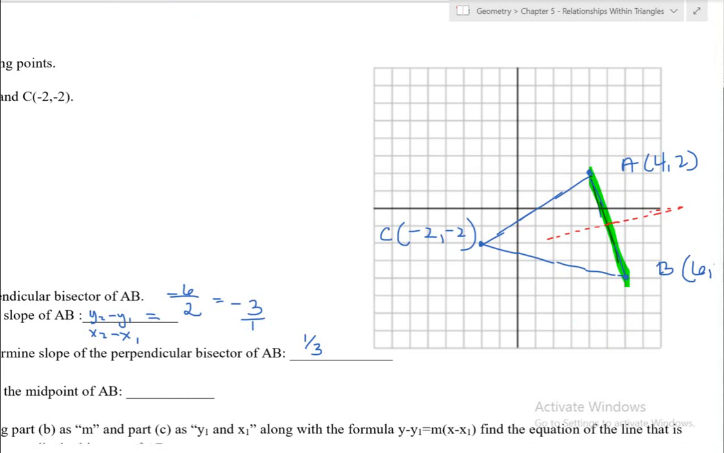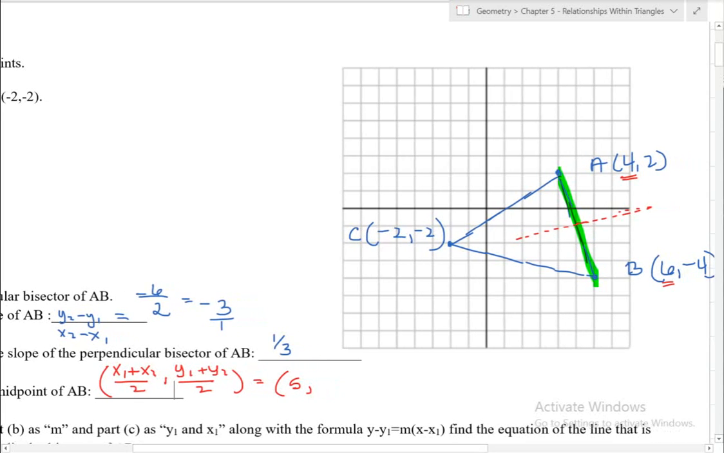Okay, so if I can find the midpoint of that green line now, you guys remember the midpoint formula is taking your x's, add them together, divide by 2. Take your y's, add them together, divide by 2. So my x's added together would give me 10. Divide by 2 gives me 5. My y's added together would give me -2. Divide by 2 gives me -1. Does that point right there, 1, 2, 3, 4, 5, down 1, does that look like it's in the middle of A and B?